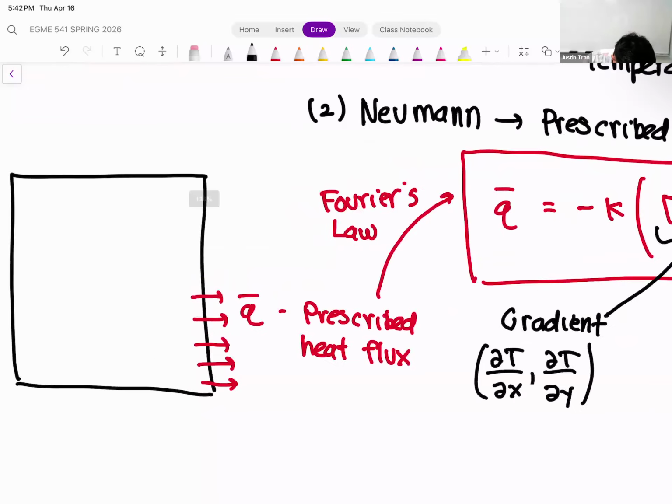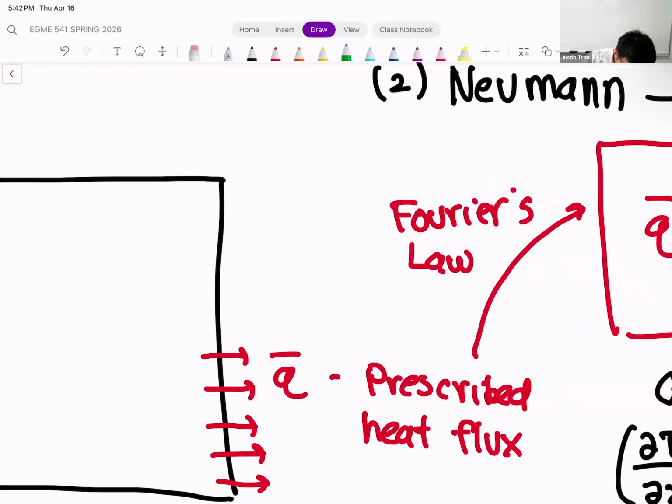So for instance, let me zoom in here. For this boundary here, the unit vector is going to be pointing in that direction there. You can see that the unit vector is perpendicular to the surface, right? So it makes a 90-degree angle, and it points outwards.